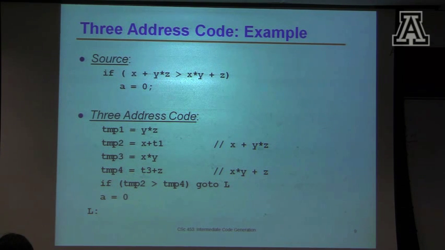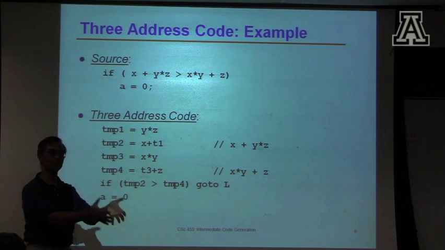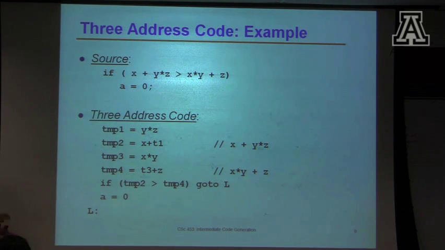So we have to set aside space for temps. Because when I carry out a computation, that result has to be put someplace. Again, it could be a register, it could be memory. That's a final code generation issue. For now, just conceptually, that has to be put someplace.